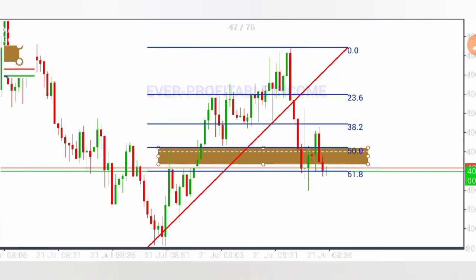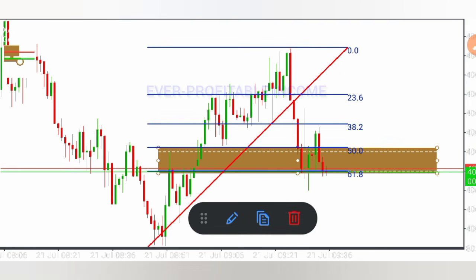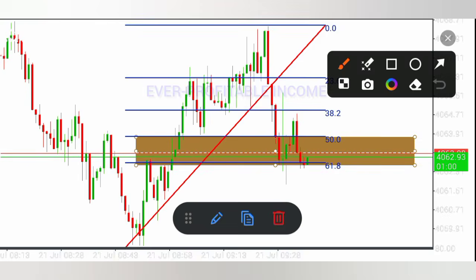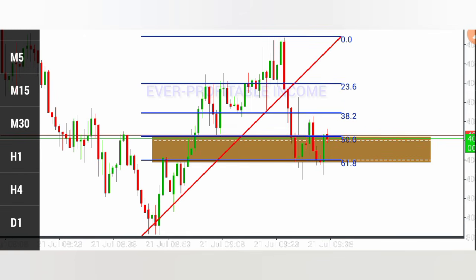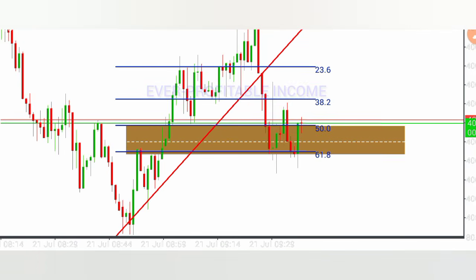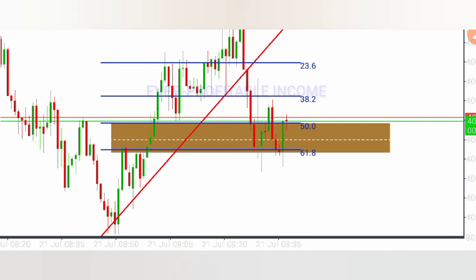Let's mark that out. Right between the gold area, which is your 50 and your 61 level, we can see a bit of consolidation. Let's see if the retracement is going to happen to the upside. Okay guys, so I think we got a confirmation. Can you see that? We got a confirmation.